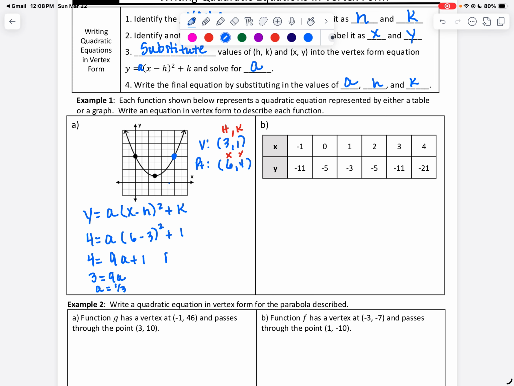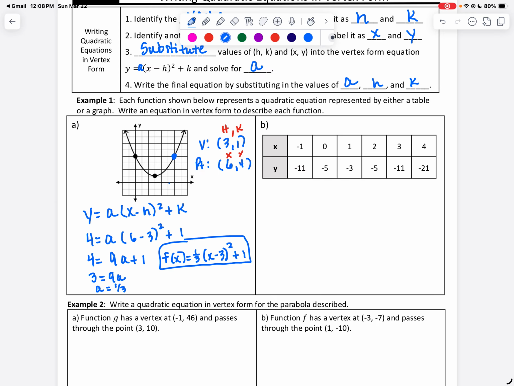So if I want to write this equation for this parabola, I will say f of x equals 1/3 times x minus h, which is 3 squared, plus k, which is positive 1. There's your equation for your parabola.